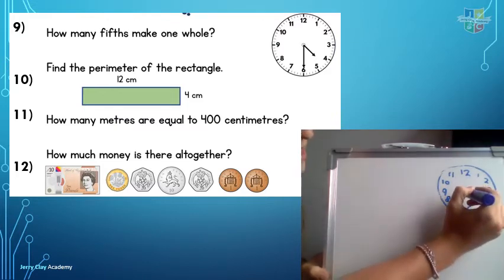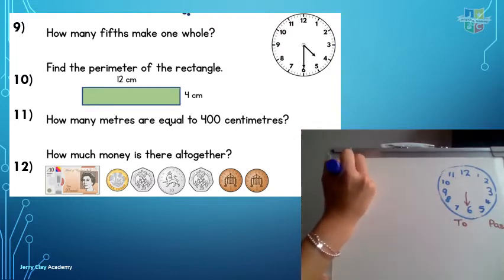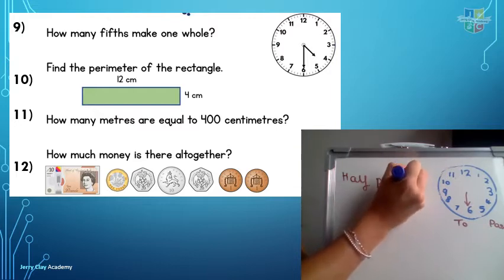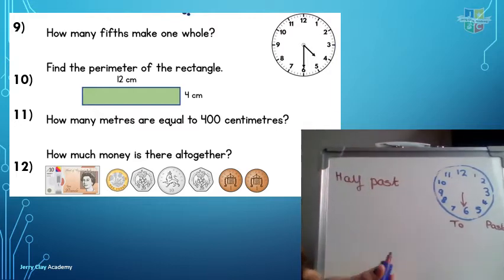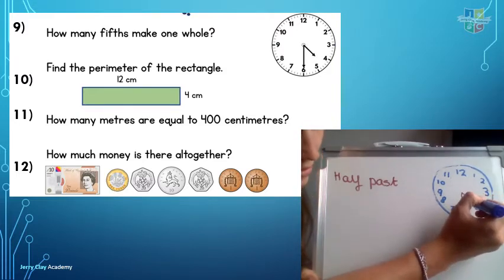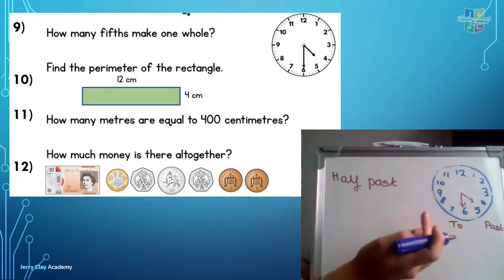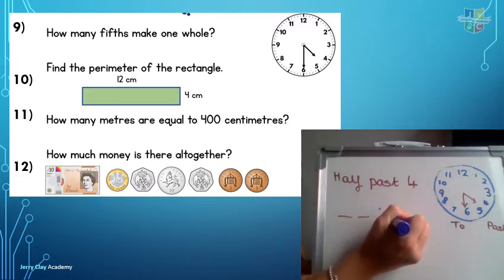So my minute hand is pointing to my 6 because that is my longest hand. Now I know when my minute hand gets to my 6 that it is going to be half past, because my hand has gone halfway around the clock from the 12 to the 6. Then if I look at my hour hand, it is past the 4 and on its way to the 5, and if you can see it's actually halfway between the 4 and the 5 because it is half past. So I would say it is half past 4.